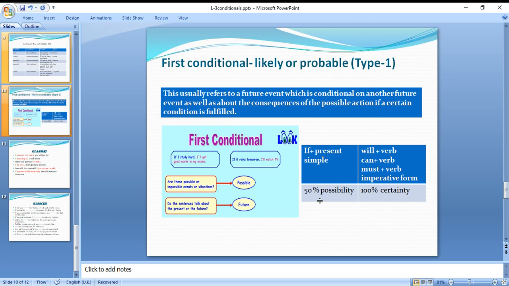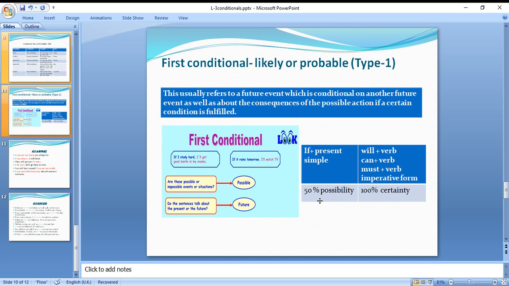First condition, likely or probable condition, is also known as type 1 condition. This usually refers to a future event which is conditional on another future event, as well as the consequences of the possible action if a certain condition is fulfilled. There is a possibility of the desired outcome in first condition.